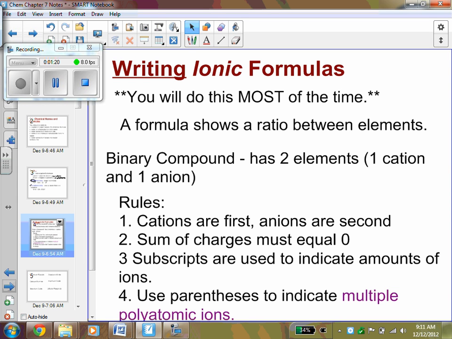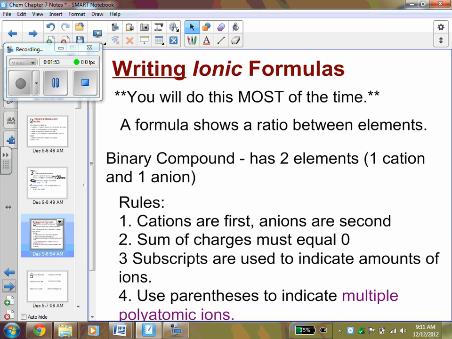As I mentioned in class, you are going to do this the vast majority of times. Any time that you come across some type of formula, it's probably going to be ionic. So we want to spend a lot of time on this, and that's what this video is for. A formula is a ratio between these elements, and if you have a binary compound, it's easy to see this ratio. Binary, of course, means anything that has just two elements, one cation and one anion.